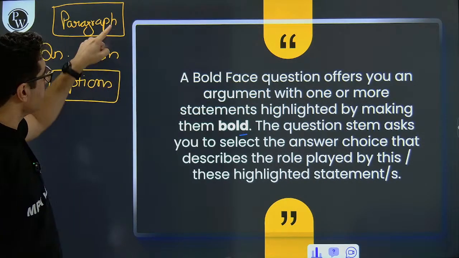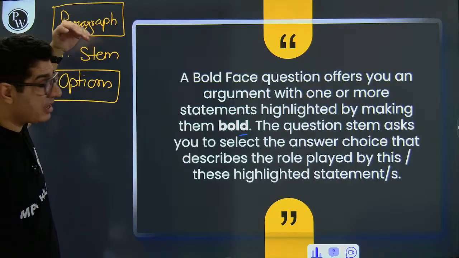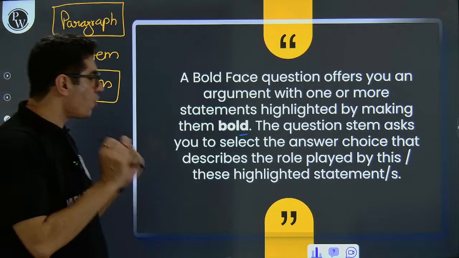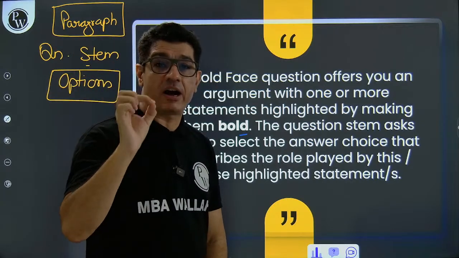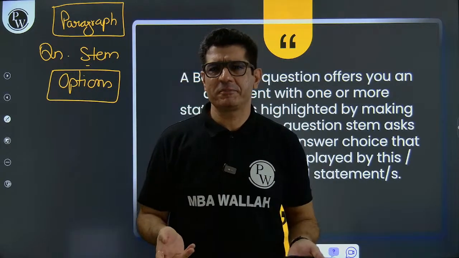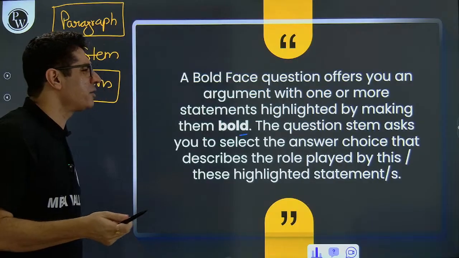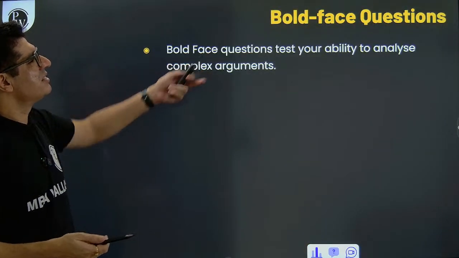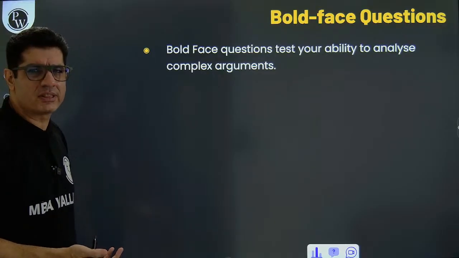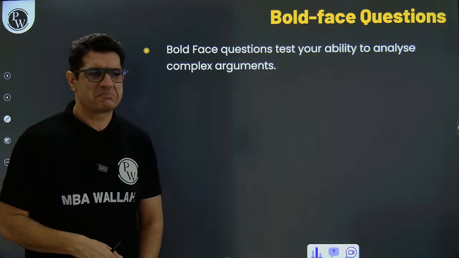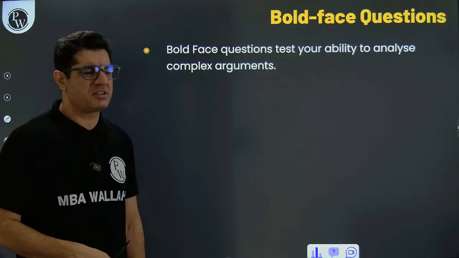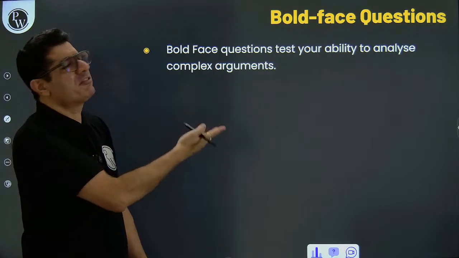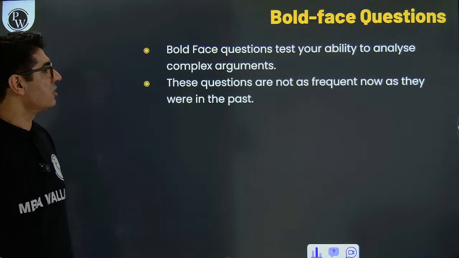So you have a paragraph where 1 or 2 statements are highlighted, and the question stem will ask you that, okay, what is the role played by the highlighted part or parts in that argument? So typically, what does a highlighted part do? I mean, what does an argument have? At the end of the day, they're just testing your ability to analyze complex arguments. And easy questions, they not even test you on complex arguments. So if I talk about, say, a 535, 545 type of question, it will not even be a complex argument for that matter. So not as frequent.